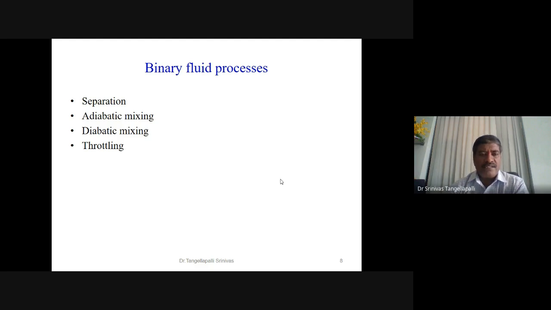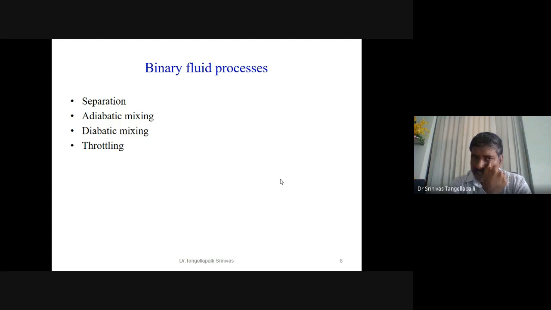This throttling is also similar to the single fluid system. Generally, in the vapor compression refrigeration system, you studied this throttling process. The fluid is throttled in a small, narrow, restricted passage. What happens?